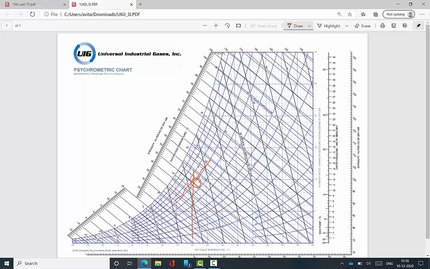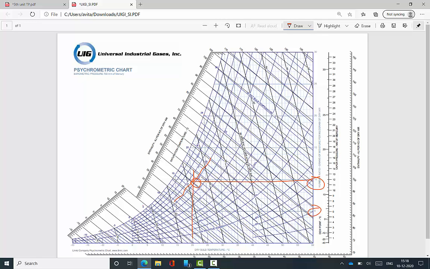From that point, draw a horizontal line. We get the specific humidity value from this. The value is in between 5 and 10. Therefore, I can take 9 gram per kg of dry air, because that line is closely matching 10. Therefore, I take 9.9 or 9.8. Okay, you can write the answers.